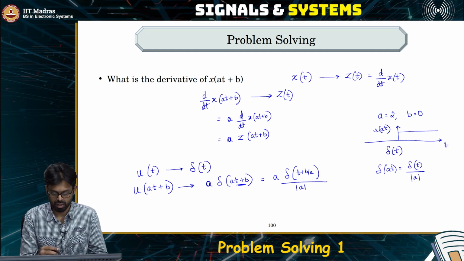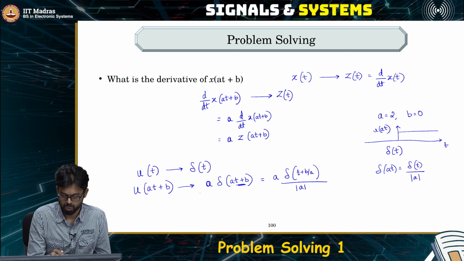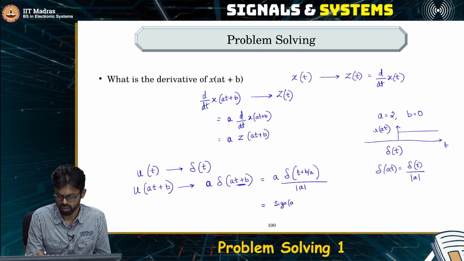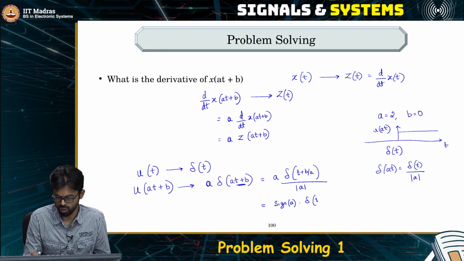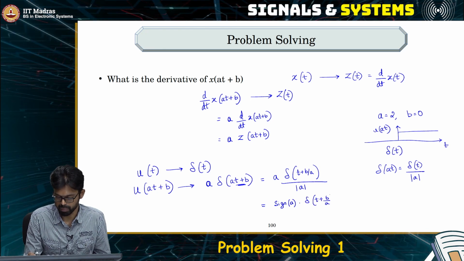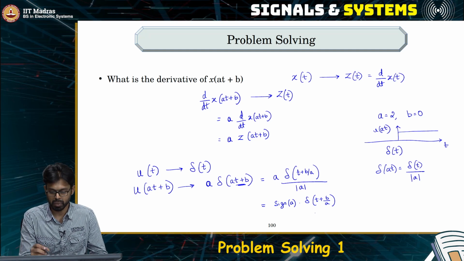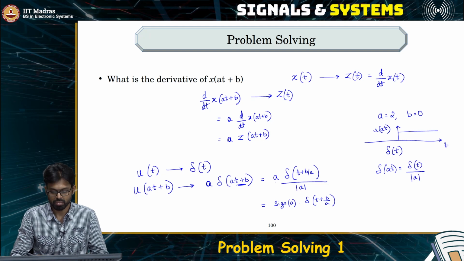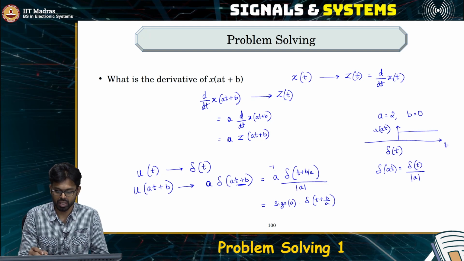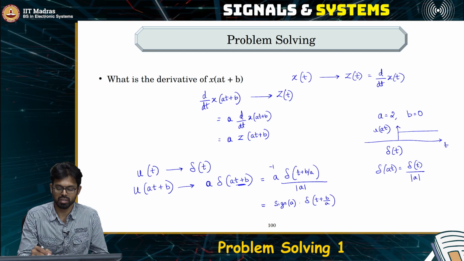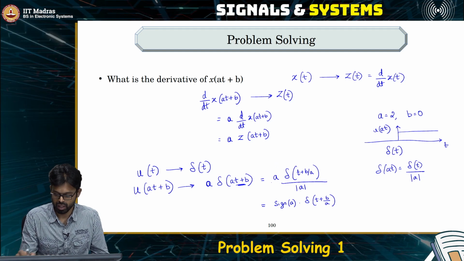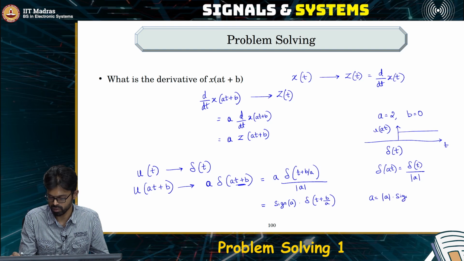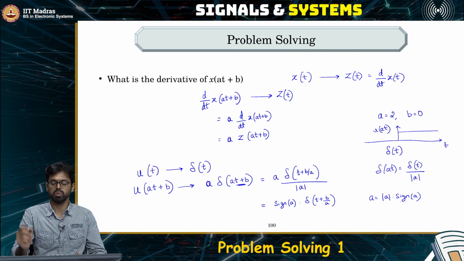Okay. In other words, what do we have here? This is equal to sign of a times the Dirac delta of t plus b divided by a. Why did we get the sign? Because a, if it is negative, let us say a is minus 1, then you have a negative sign in this fraction. So, you can write a as equal to mod of a times sign of a. So, the mod absolute value gets cancelled.